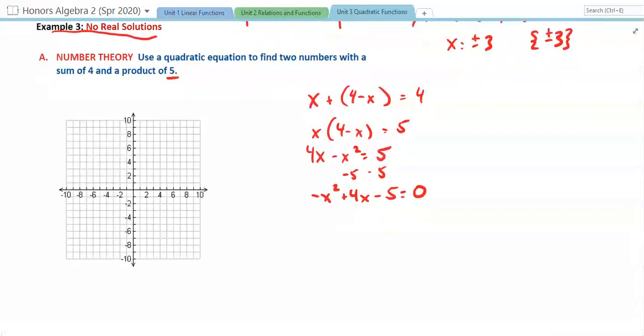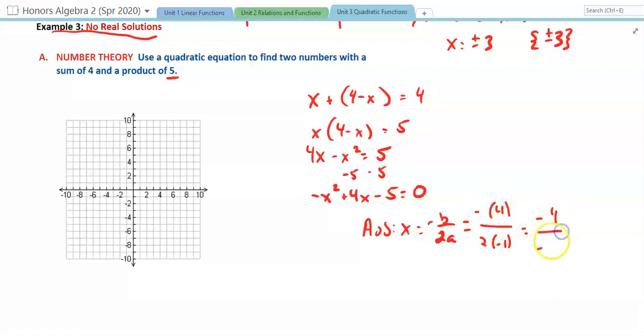And so we can graph this function as well. And so we find our axis of symmetry. x equals the opposite of b over 2a. And so that's going to be equal to the opposite of b, so the opposite of 4 over 2 times -1. And so that's going to be -4 over -2, and so that is positive 2. And so my axis of symmetry is at x equals 2. So my line is coming down. Again, please forgive me for my pen dying here. So x equals 2.